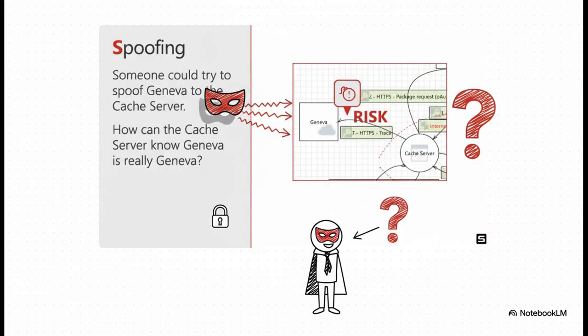Let's apply this to our diagram to make it real. An attacker could try to impersonate the Geneva service. If they pull it off, they could start sending malicious data to our cache server. So the core question here is, how does our server know it's talking to the real Geneva and not an imposter? This is a classic spoofing risk.